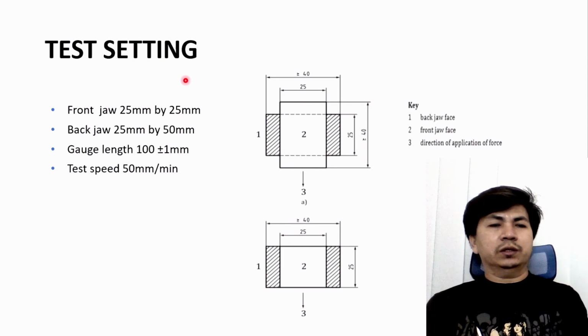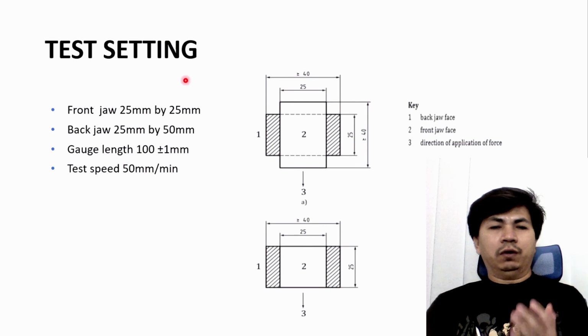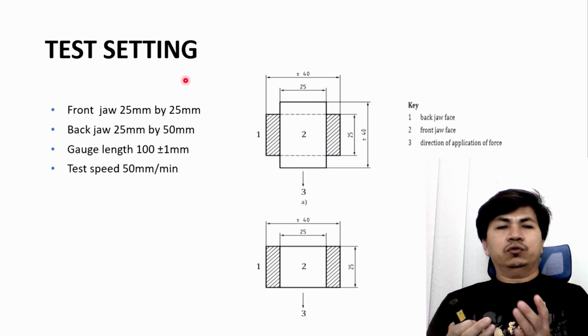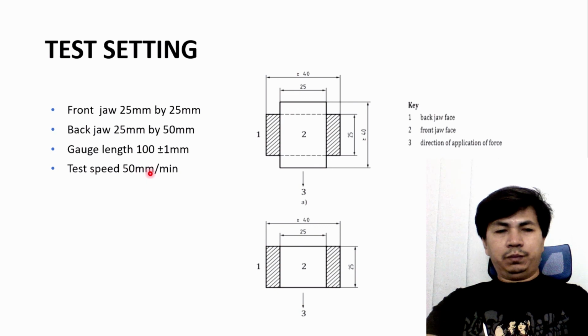So now we have to go to the testing machine for conducting the test. So there are some parameters to maintain. The front jaw is 25 millimeter by 25 millimeter, back jaw 25 by 50 millimeter, gauge length 100 plus minus 1 millimeter, test speed 50 millimeter per minute.